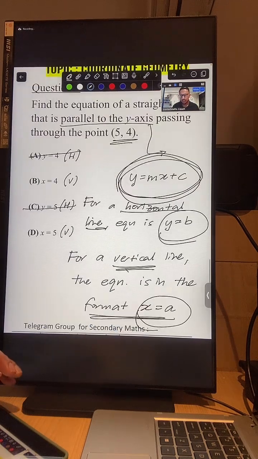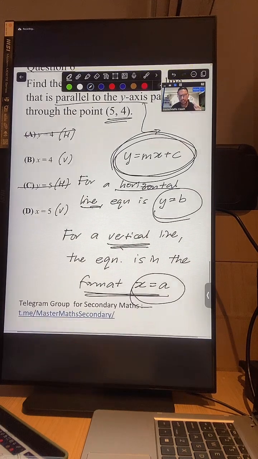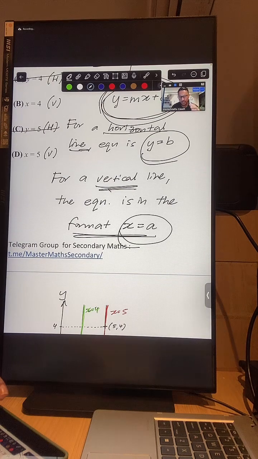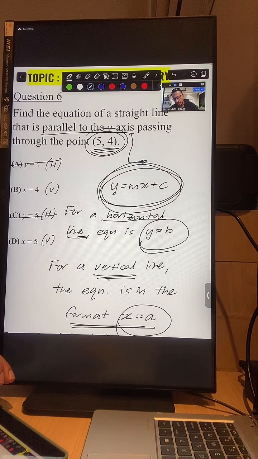And you know that for a line to be parallel to the y-axis, it has to be a vertical line. So you are using x equals a. In this case, you are going to use x equals 5 because they tell you it passes through the point (5, 4).